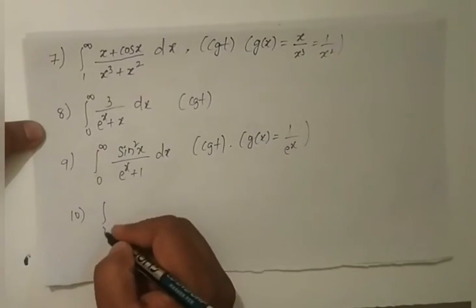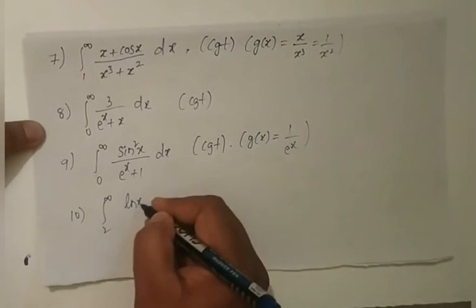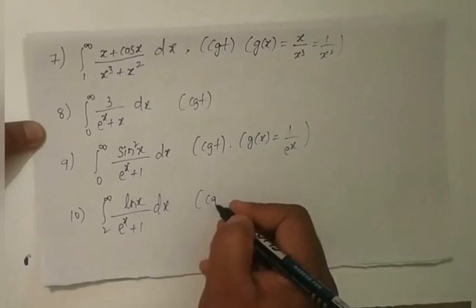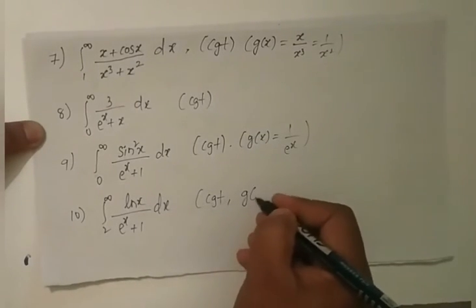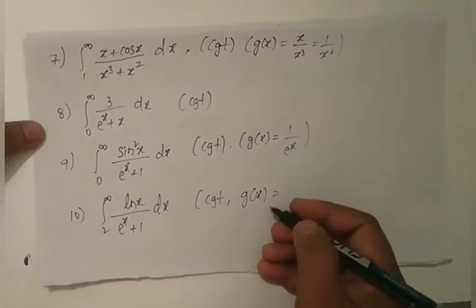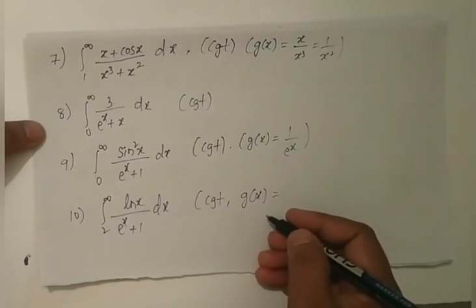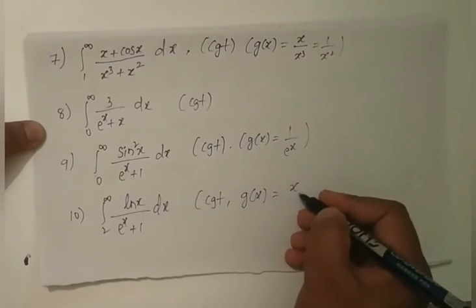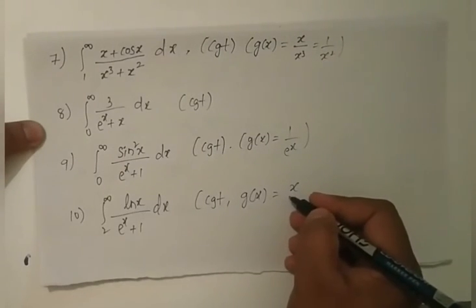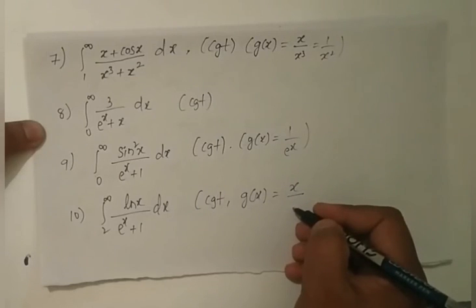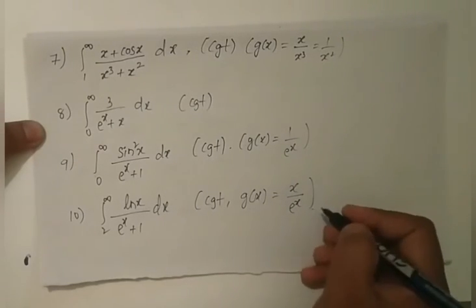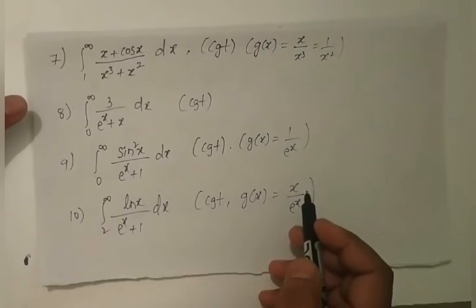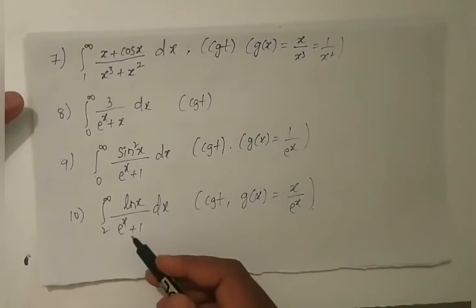10th one, integral from 2 to infinity of ln x by e power x plus 1 dx. Okay, this is convergent. Okay, what is g of x here? Tell me. So here ln x is always less than x. Then what is the highest power of x in denominator? E power x. Do it. Ln x is always less than x, that's why I am taking x in numerator, divided by e power x, the highest power of x in denominator. That's all.